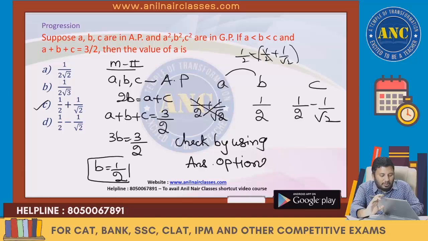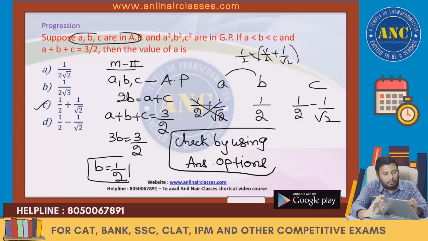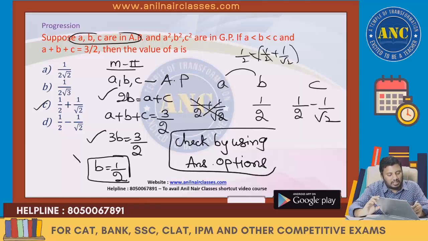Kindly reply in the live chat if the idea is clear. A, B, C are in AP. 2B equivalent to A plus C. 2B plus B, 3B equivalent to 3 by 2. B is nothing but 1 by 2. B is 1 by 2.